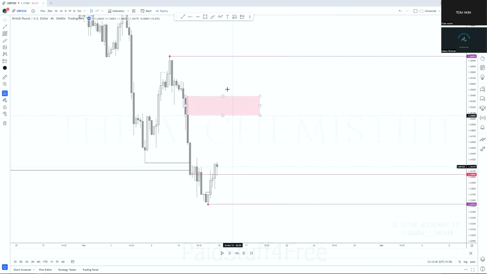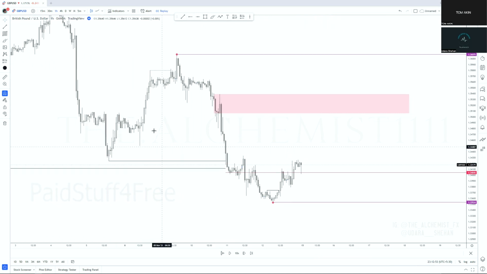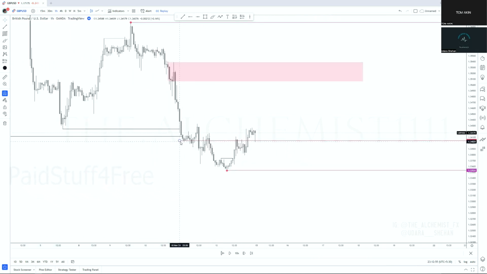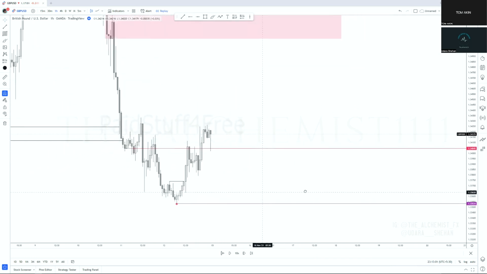On the 4 hour, we have all of that stuff marked out. Okay, so let's go to the 1 hour. Let's see what the 1 hour has done. Same exact thing. Stop hunts, major breaks, major break in here. This was the daily point of interest. Let's see what we have on the 1 hour.